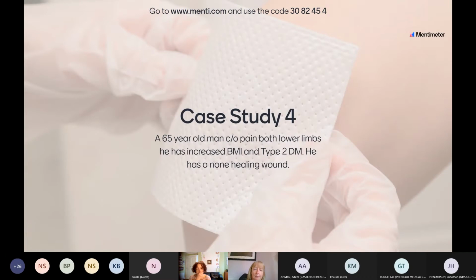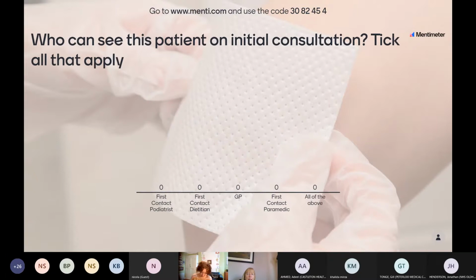Okay, so we are trying to obviously put a breadth of patients here to show the abilities of all the professions. This one is a 65-year-old man. He's complaining of pain in both lower limbs. He has increased BMI and type 2 diabetes. Unfortunately, he has a wound that has not healed. Who do you think can see this patient on consultation? Please tick all that apply.